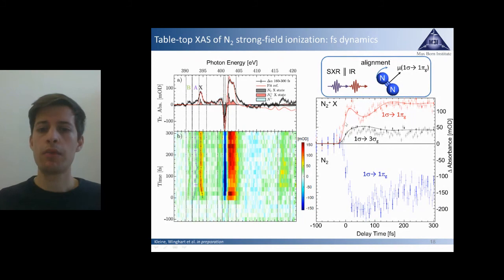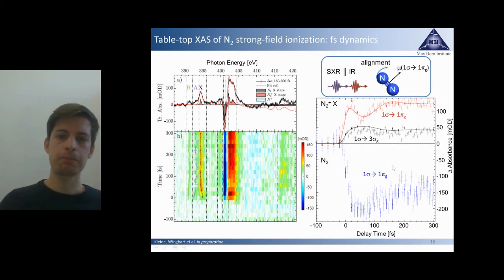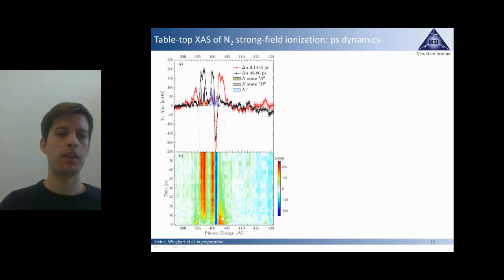So in the very initial dynamics, we see some dip here, which can be rationalized by alignment of the molecules in the strong IR field. The transition dipole moment for this sigma to pi transition is perpendicular to the molecular axis. And upon alignment with our parallel polarized soft X-ray and IR pulses, this leads to a decrease in absorbance. So this can be well modeled. What I wanted to say before is that we not only limit ourselves to the first 300 femtoseconds, but we also extended our study to tens of picoseconds.